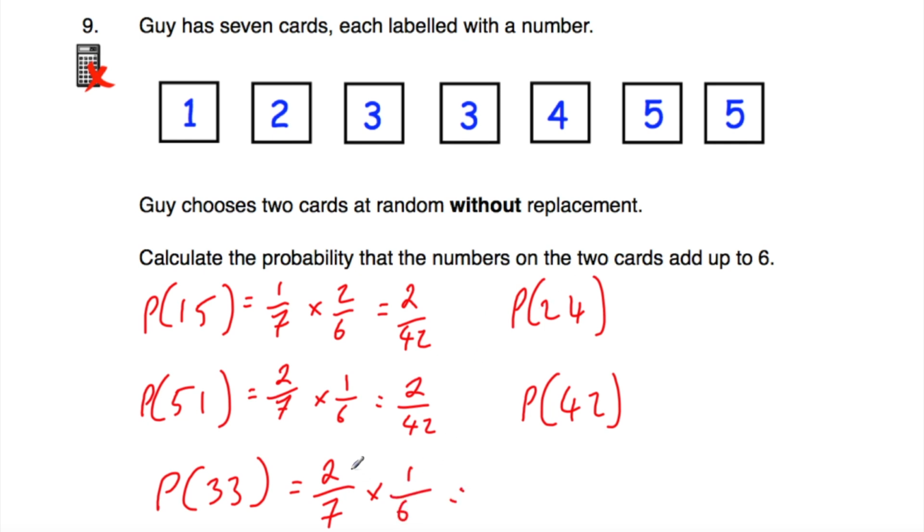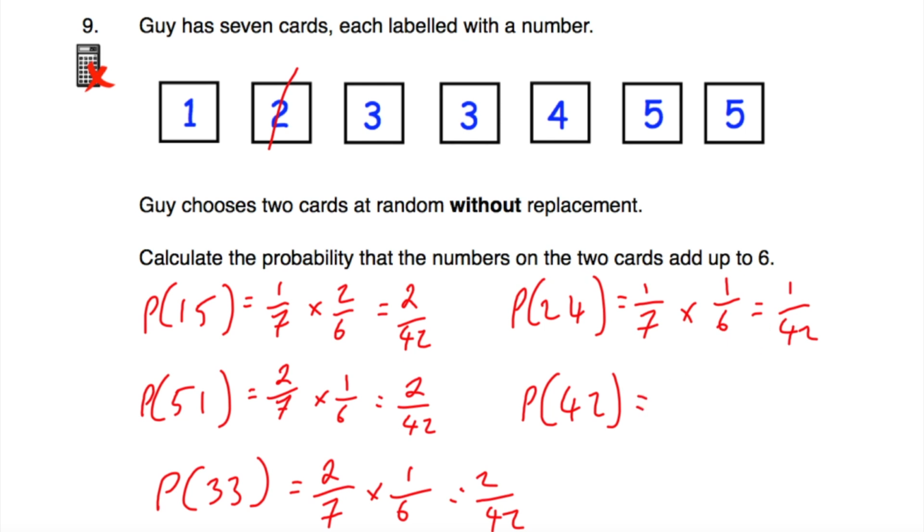Okay, and then if we multiply those together, 2 times 1 is equal to 2, and 7 times 6 is equal to 42. So the probability of Guy choosing a 3 and then another 3 will be 2 out of 42. Okay, now the probability that Guy chooses a 2 and then a 4. So the 7 cards all together, the probability that the first one is a 2 will be 1/7. Then, if that 2 is taken out, the probability that the next card is a 4 would be 1 out of 6, so 1/6. And then if we times those together, 1 times 1 is 1, and 7 times 6 is 42. So the probability of Guy choosing a 2 and then a 4 will be 1 out of 42.